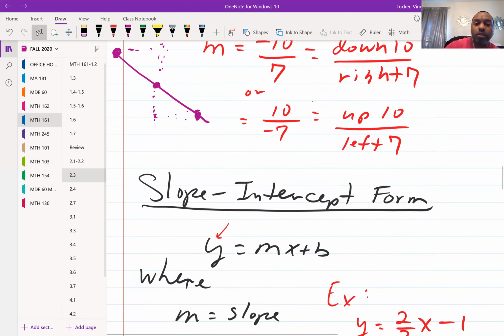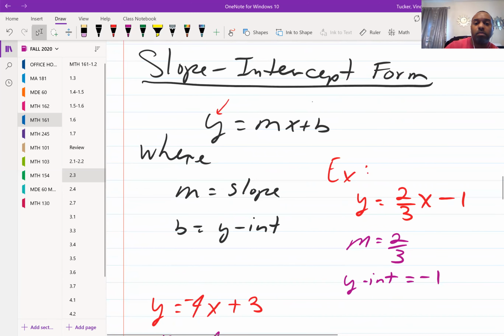So let's look at our slope-intercept form. y equals mx plus b. Ever have your linear equation solved for y? That's considered slope-intercept form. The number that's sitting in front of your x is going to be your slope. The other number would be your y-intercept.